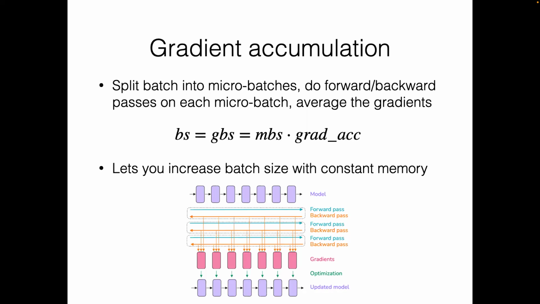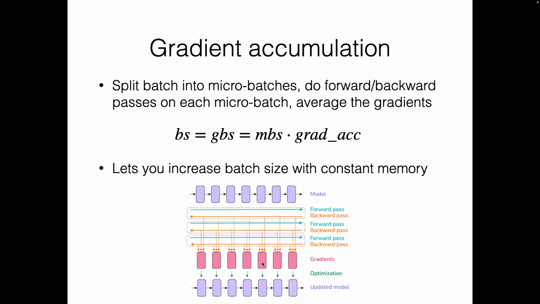Then you move to the next micro batch, do the forward and backward pass, and then you can just add together the gradients and divide by 2. So you can take the average. What this has the effect of doing is artificially increasing the batch size by processing multiple micro batches and then averaging the gradients together.